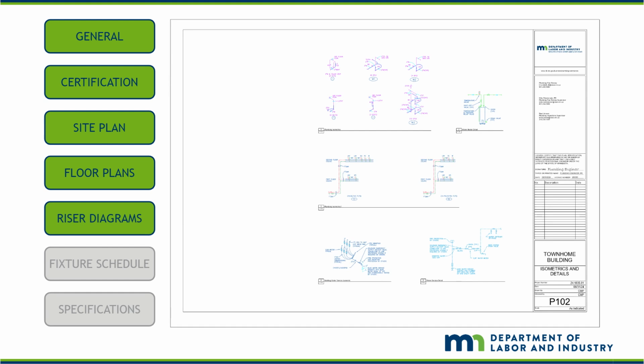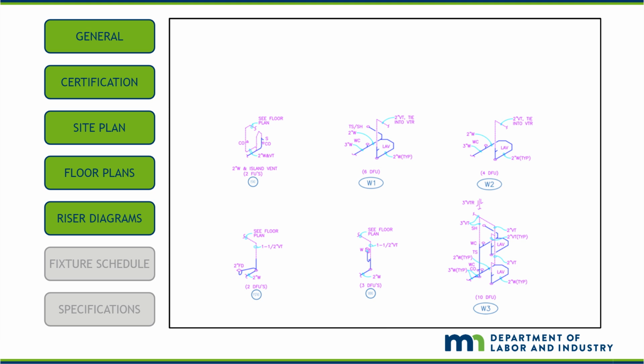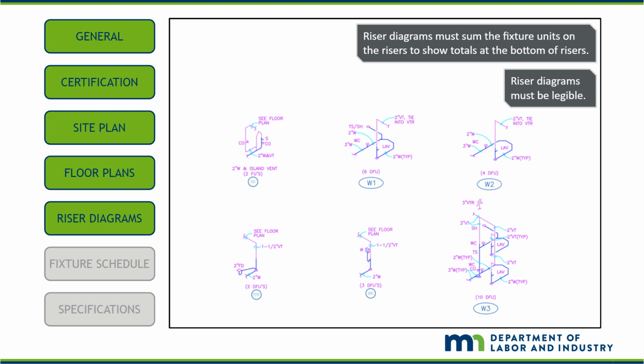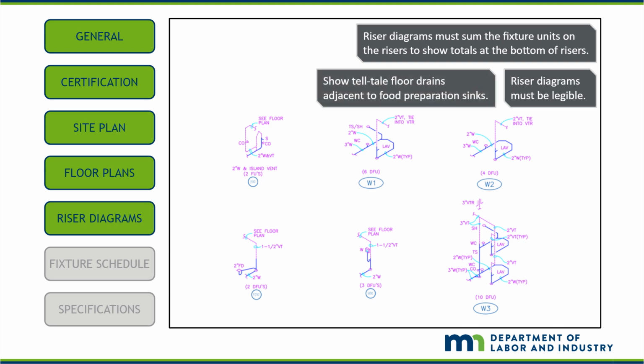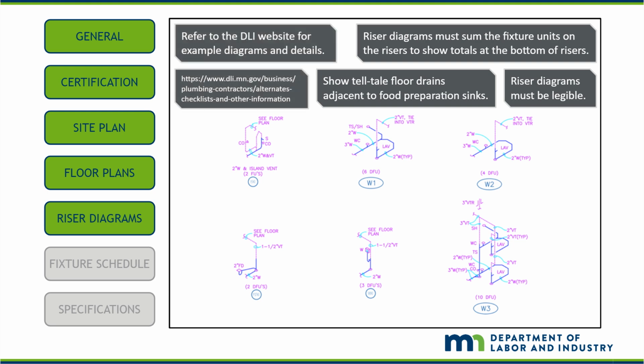All riser diagrams and details included in the design drawings must have legible text that is oriented and readable. All riser diagrams must show the sum of the fixture units on all the risers and total fixture units at the termination. All telltale floor drains at food preparation sinks must be shown with a riser diagram. Please see the Department of Labor and Industry's website for example riser diagrams and details.